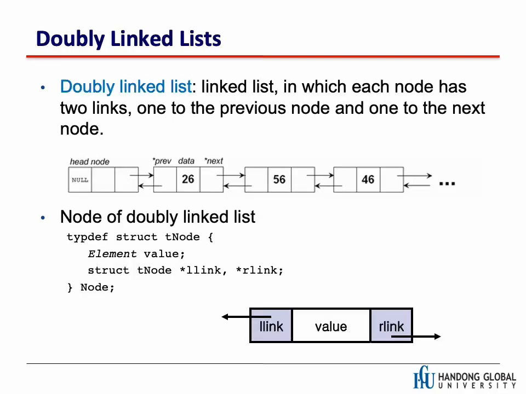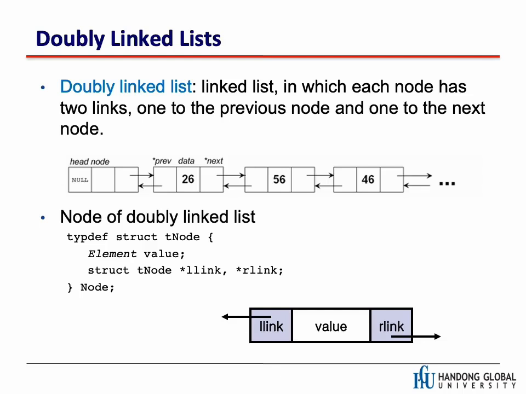So doubly linked list is quite simple. It's a linked list in which each node has 2 links, as we've seen in the 2D linked representation for sparse matrix. One to the previous node and one to the next node. That's the difference. So we have 2 pointers, one for the previous node and one for the next node, as you can see in this slide.